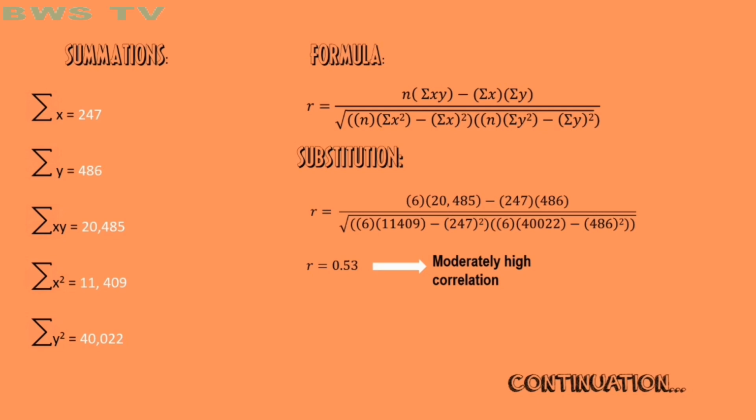Seems like a difficult formula, but it's actually quite easy. So we substitute the variables, input that into our calculator, and we get 0.53. And if we recall what we discussed previously, we know that our answer falls under moderately high correlation.